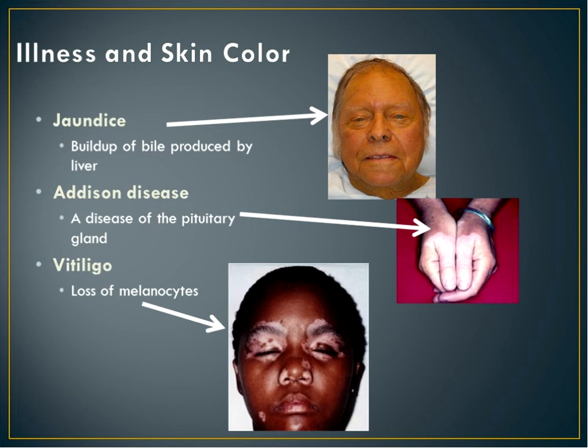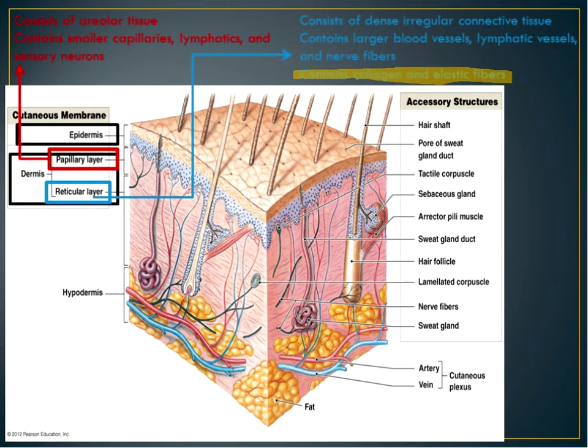So those cells that are responsible for giving coloration to the skin, they are no longer there. So as a result, you see this hypopigmentation in various areas around the skin. The most notable person you may recognize that had vitiligo was Michael Jackson.